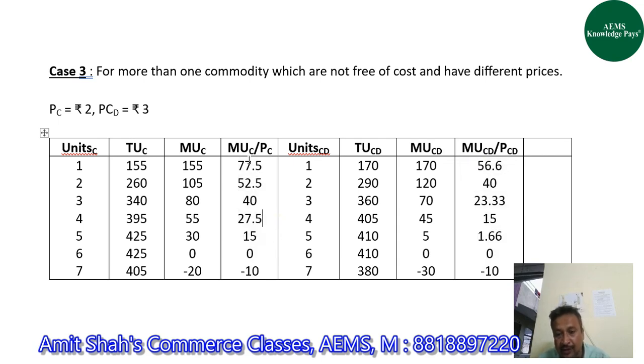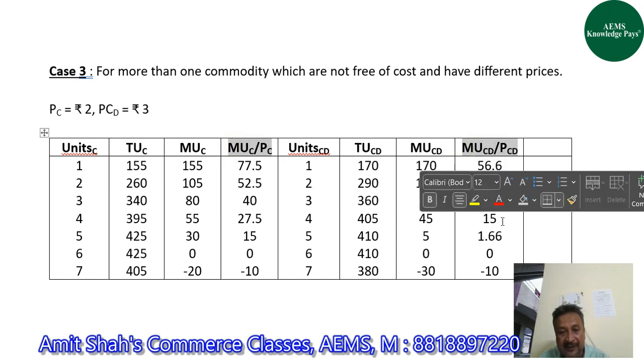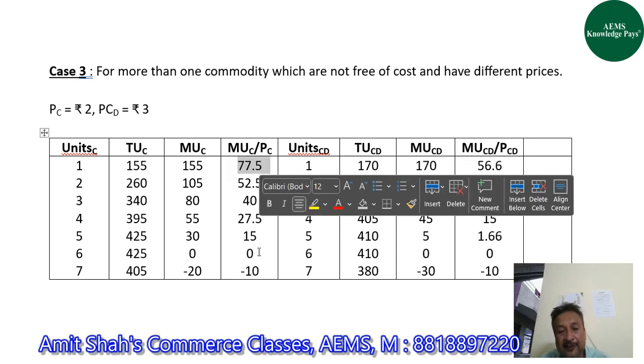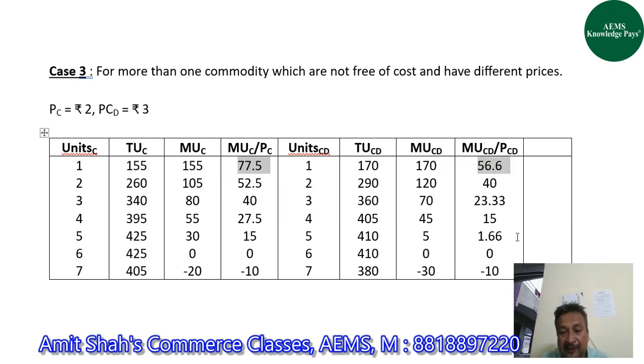He will purchase the two things together when his MUC upon PC is equal to MUCD upon PCD. The points where both are equal are the points where each rupee spent on chips and on cold drink gives him the same amount of satisfaction, and those units of the two goods he will purchase. Because suppose here he is getting 77.5 utiles per rupee and here 56.6 utiles per rupee. Which one should he buy, chips or cold drink? Chips he should buy because it is giving him more utility.